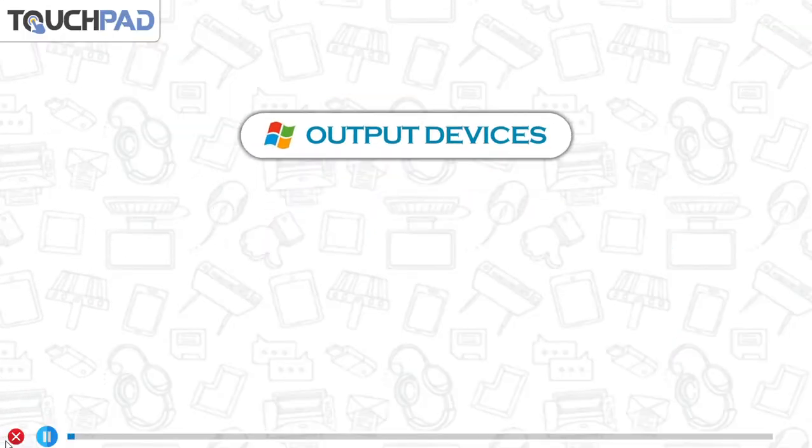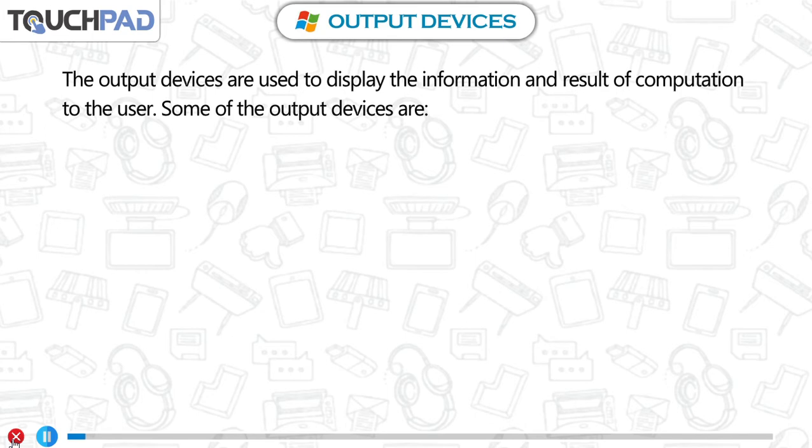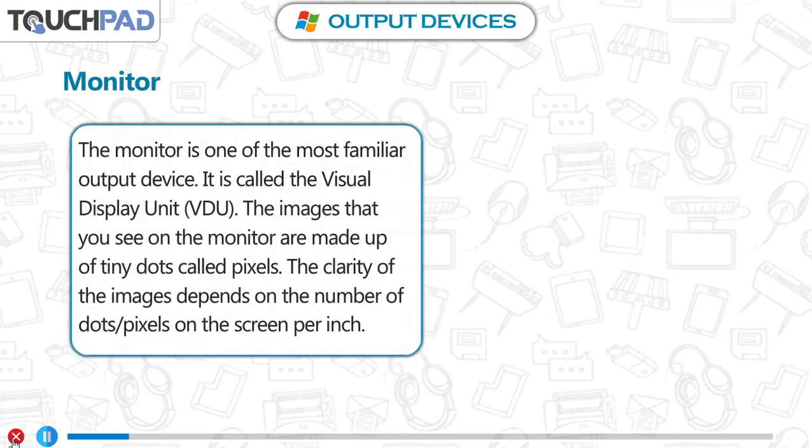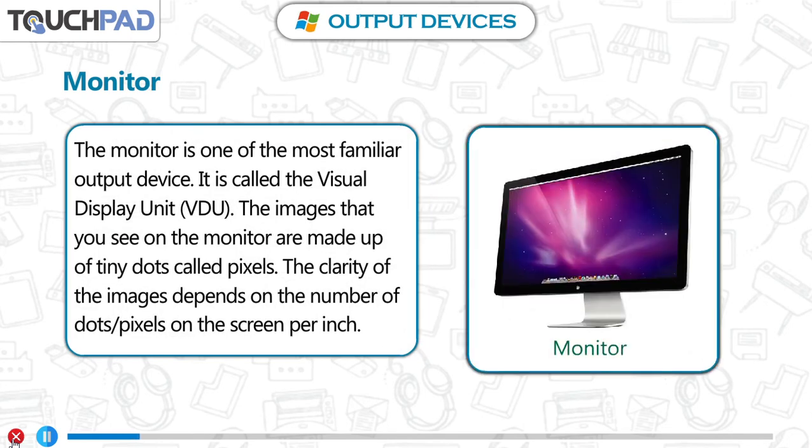Output devices. The output devices are used to display the information and result of computation to the user. Some of the output devices are: Monitor. The monitor is one of the most familiar output devices. It is called the Visual Display Unit, VDU. The images that you see on the monitor are made up of tiny dots called pixels. The clarity of the images depends on the number of dots/pixels on the screen per inch.